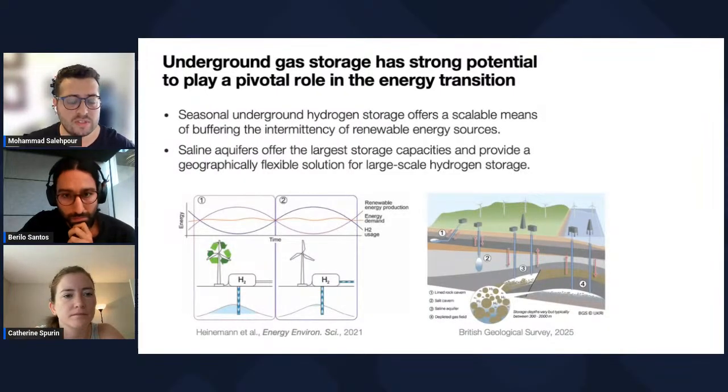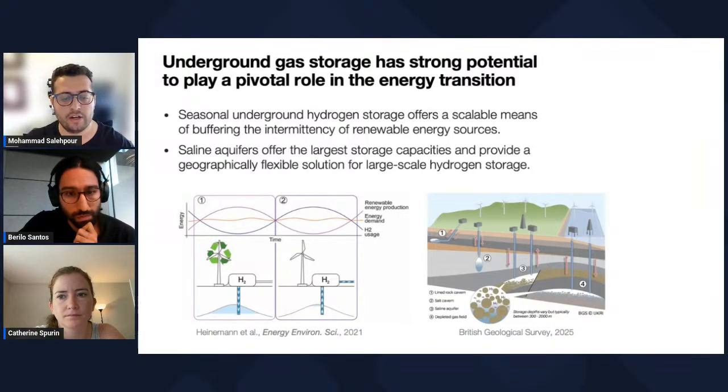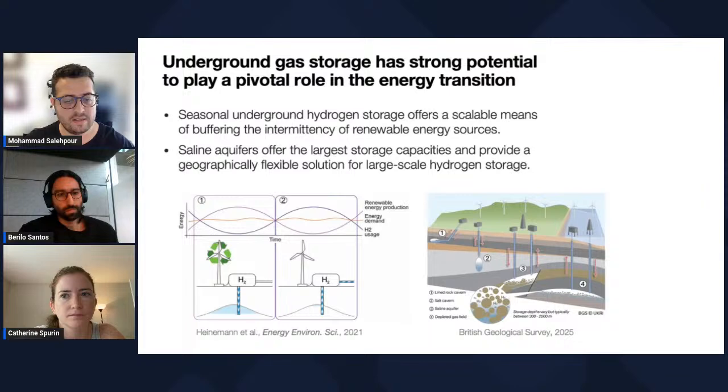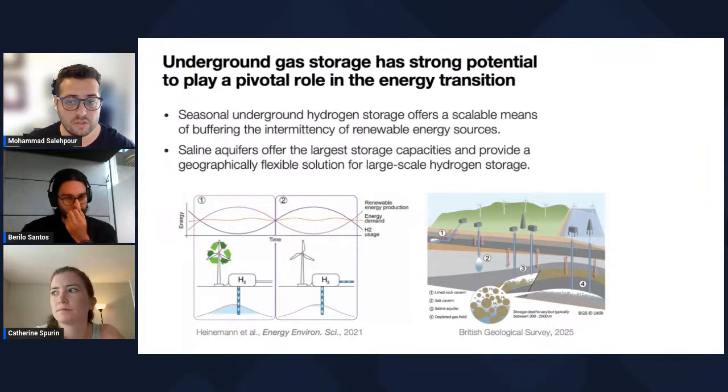Similar to CO2 sequestration, hydrogen can also be stored under the ground. Hydrogen is great for buffering the intermittency of renewable energy sources. For example, during the seasons that the demand is lower than the supply, the energy can be converted into hydrogen and stored in geological formations. And then during the seasons that the demand is higher, this hydrogen can be extracted and then converted back into energy or electricity and be used.